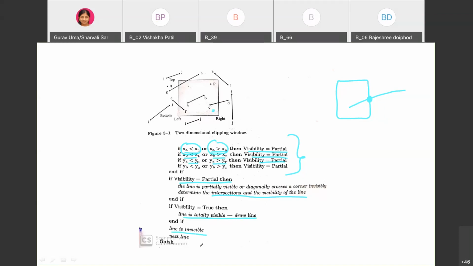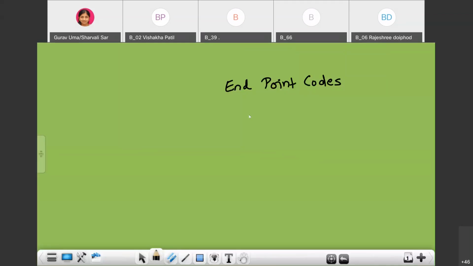So this is my simple visibility algorithm. We have seen the three cases. For visibility, it will be true. For invisibility, it will be false. And if the line is partial, then we have to find out the intersection point. So now next we will be seeing endpoint codes.